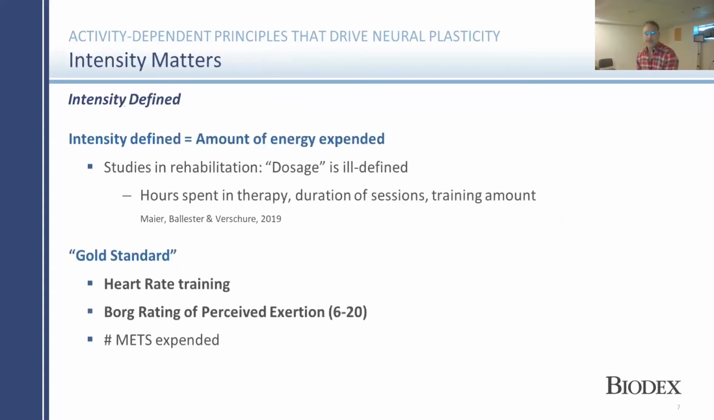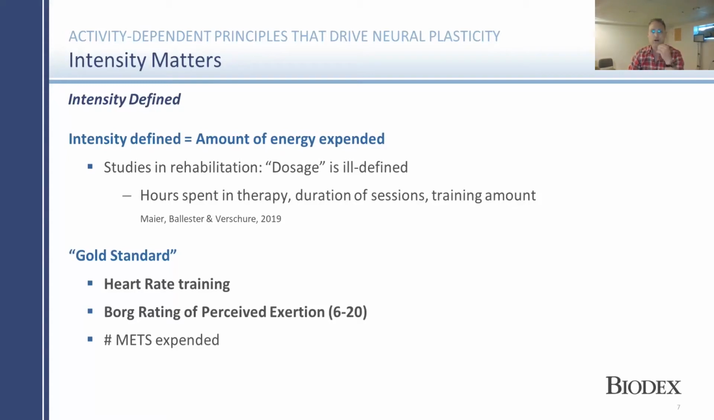So let's dive into the first one, which is intensity. This is basically the amount of energy that's expended, so high energy expended. In the research you're going to see it interchanged with the word dosage, but it's ill-defined. In some of the research and reading I've done, it's been defined as hours spent in therapy, the duration of the sessions, and the training amount. But it really never talks about that intensity.